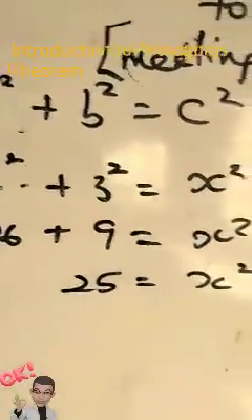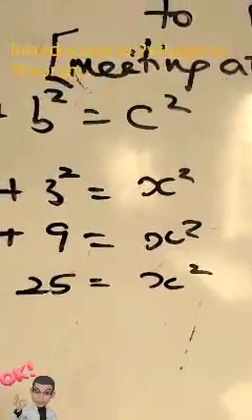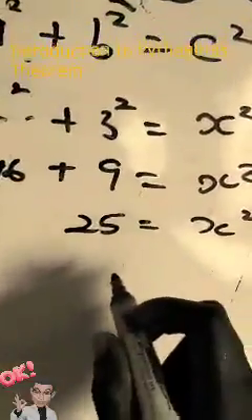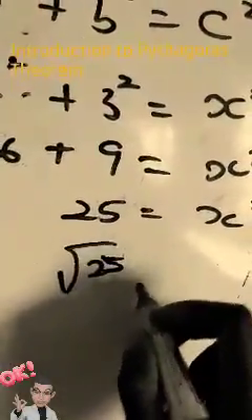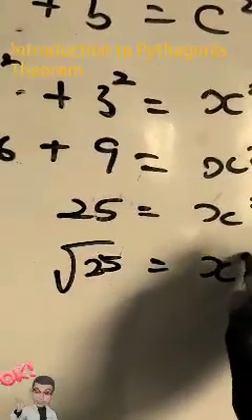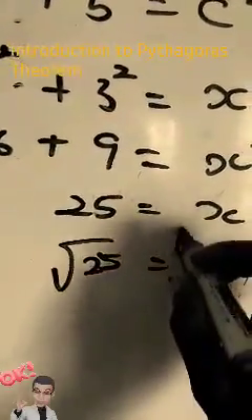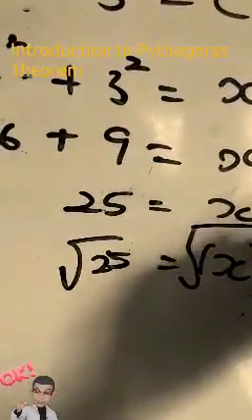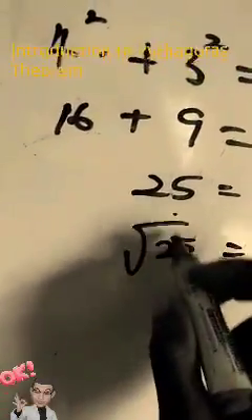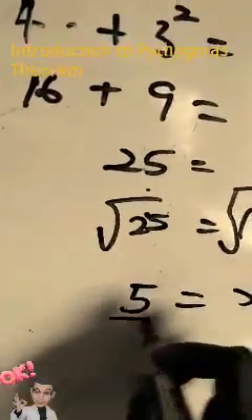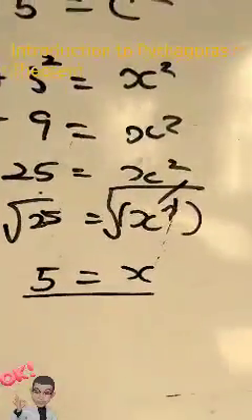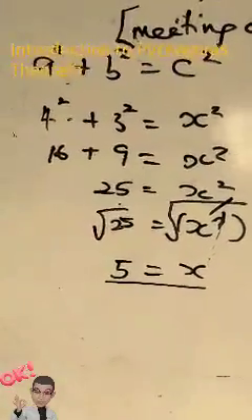Now, to find the value for x, we just find the square root of both sides. The square root of 25 and the square root of x squared will give us what? The square root sign cancels out, and then the square root of 25 we know is 5. So the value of x, using Pythagoras theorem, is 5.